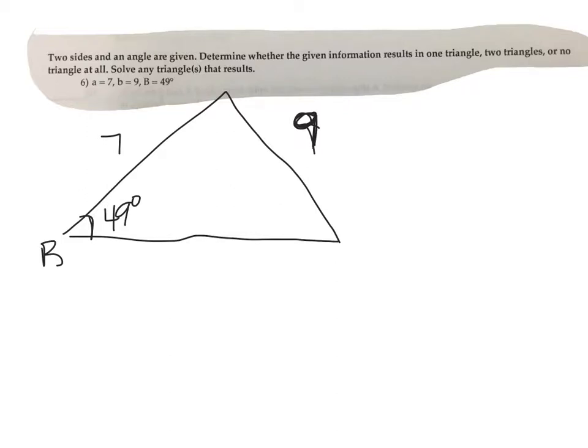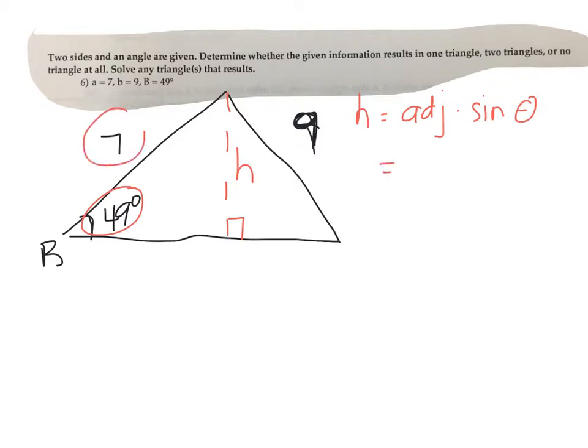The first thing that we really want to calculate on any of these problems is the height of our triangle. We always calculate the height by doing the adjacent side times the sine of the given angle. In this case, our given angle is 49 degrees, and the adjacent side is 7. So 7 times the sine of 49 gives us a height of 5.28 units, or whatever that happens to be. So now we have to compare.